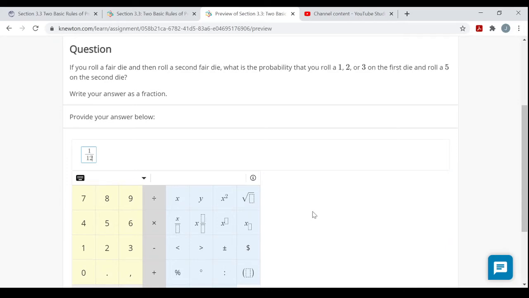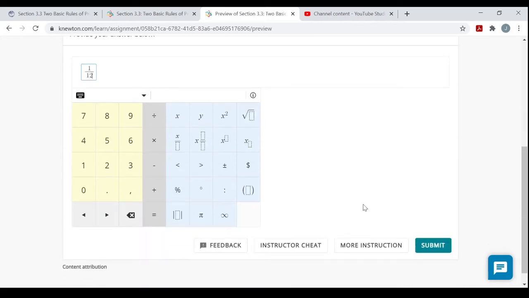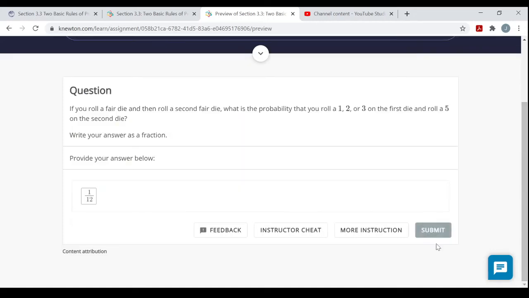And again, the only reason I could just multiply those was because those two events are independent. Right? Rolling one die, rolling a second die have nothing to do with one another. The outcome of the first die has no effect on the outcome of the second.